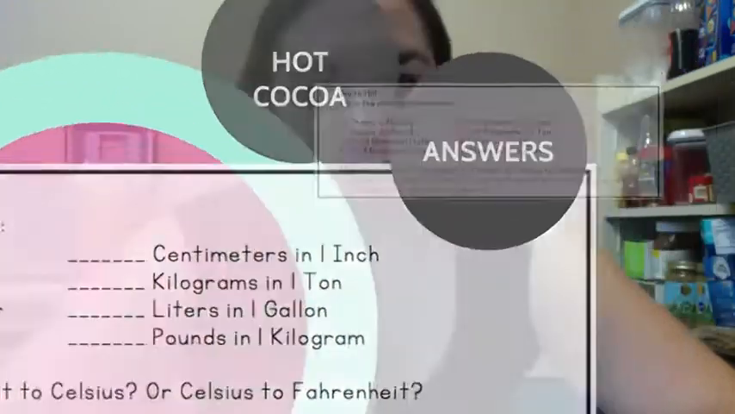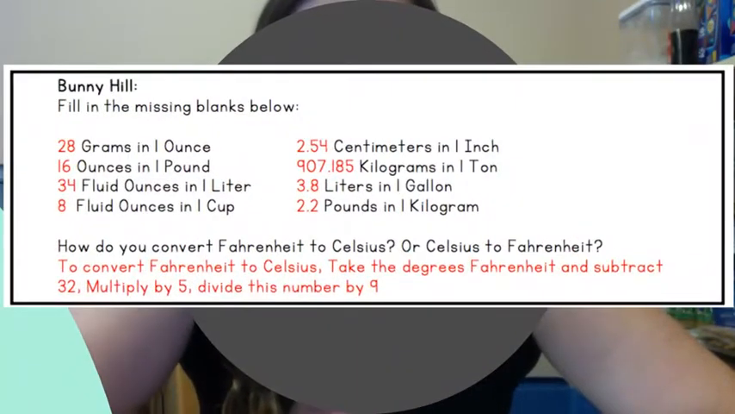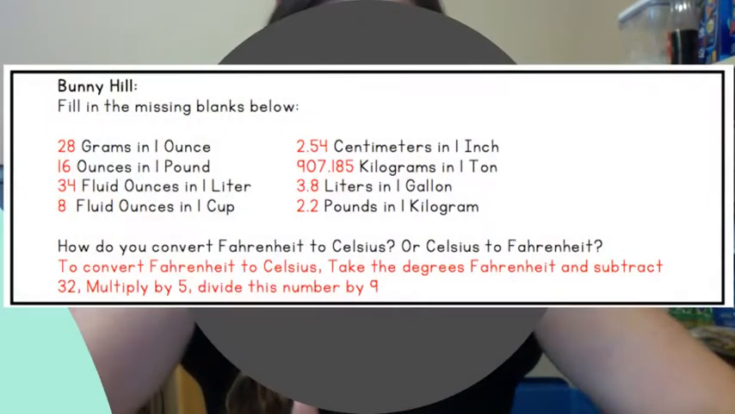How do you convert Fahrenheit to Celsius or Celsius to Fahrenheit? To convert Fahrenheit to Celsius, you have to take the degrees Fahrenheit and subtract 32, multiply by 5, and then divide this number by 9. It is super hard to convert between these two because they're based on different things. I used to think you just had to add and subtract 32 when I was younger because 0 degrees Celsius is 32 degrees Fahrenheit. Those are both the freezing points, but they're based on totally different kinds of measuring of the temperature, so that's why they're so different.